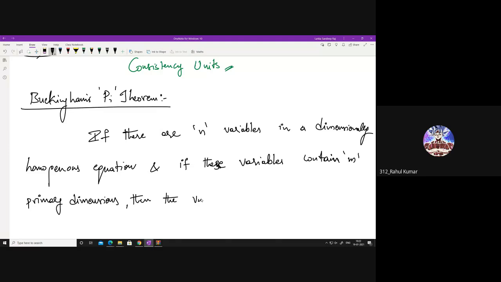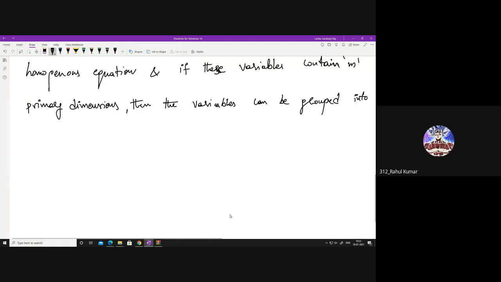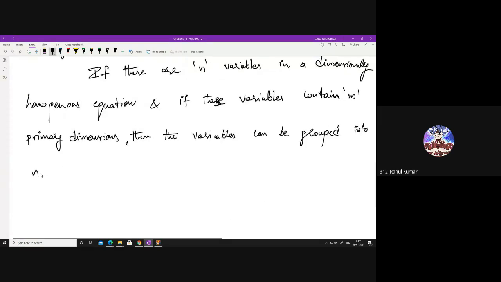the variables can be grouped into n minus m, most of the time n will be more, it is n minus m non-dimensional parameters. This is also called groups, non-dimensional groups. Okay, so this is the statement.